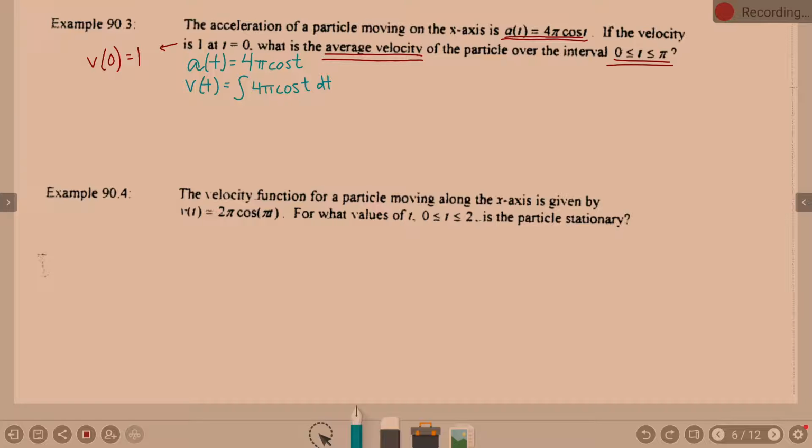Okay. My brain says 4 pi is a constant. So 4 pi, I just put it down. What is the integral of cosine of t? Sine of t. So 4 pi sine t plus a constant. We're going to be official here, say plus c.